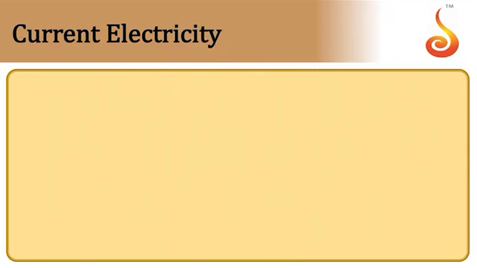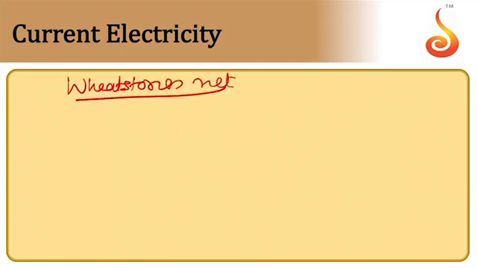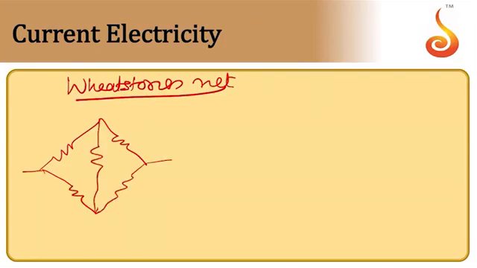There are a couple of important applications here. What are all those important applications? Number one, what is called as Wheatstone's network. What is that Wheatstone's network? A Wheatstone's network is an arrangement of 5 resistors connected in the form of a bridge like this. We can call the resistors as R1, R2, R3, R4 and R5 and assume that this entire setup is connected to an external resistor.